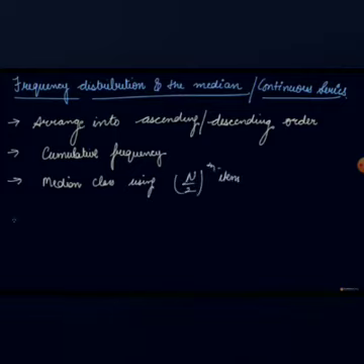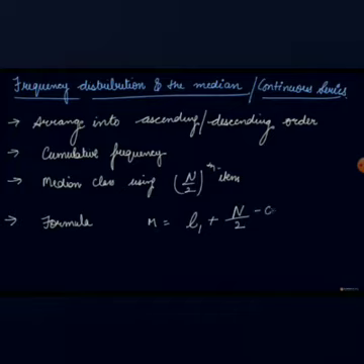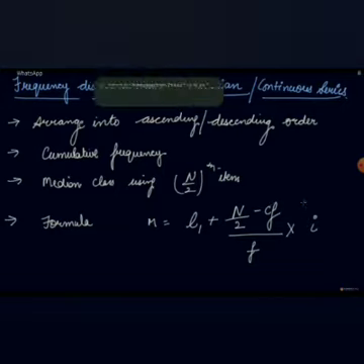item. Then we will use the formula to find out the median, which is equal to L1, which is your lower limit of the median class, plus n divided by 2, that is the summation of frequency, minus your cumulative frequency of the preceding median class, then the frequency of the median class into your I, which is the size of the median class interval.